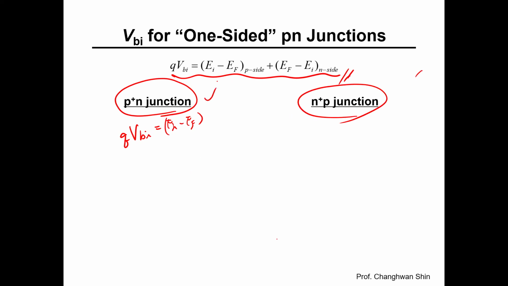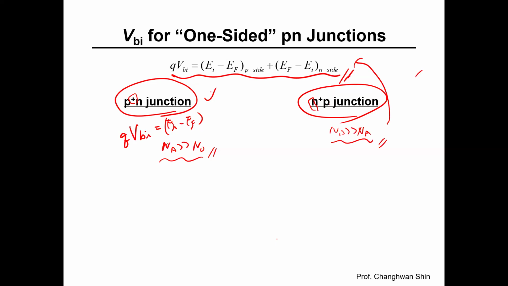So P plus N junction indicates here the P side is much more heavily doped than the N side, as indicated by the plus superscript here. So this means that N sub A is much higher than N sub D. What about the N plus P junction? The opposite case, where the N side is much more heavily doped than the P side. So N sub D is much higher than N sub A. Taking into account these two inequalities, you may quantitatively estimate the built-in potential for each one-sided PN junction.